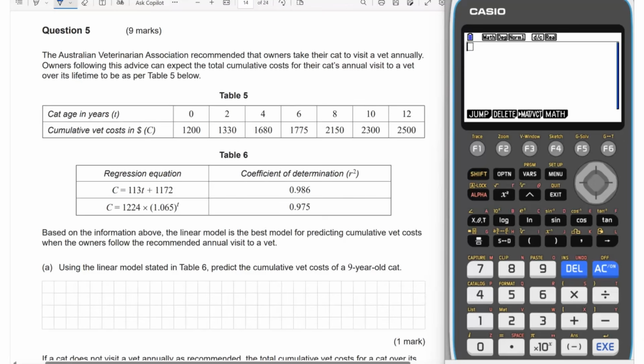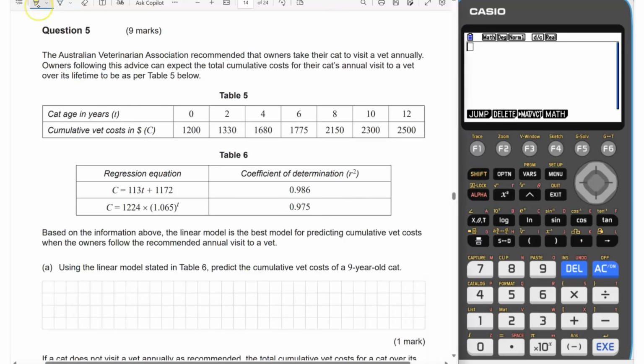So question 5 is a stats question. It involves linear and exponential models. The focus here is also going to be on owners that take their cats to visit the vet annually. And you can see in here, for instance, that if the cat is 12 years old, over those 12 years, it's had a cumulative vet cost of $2,500, for instance.